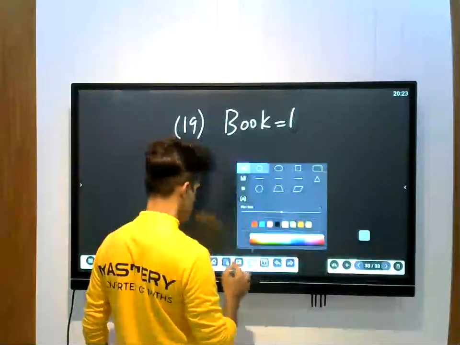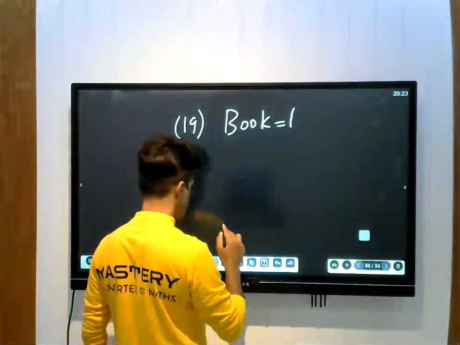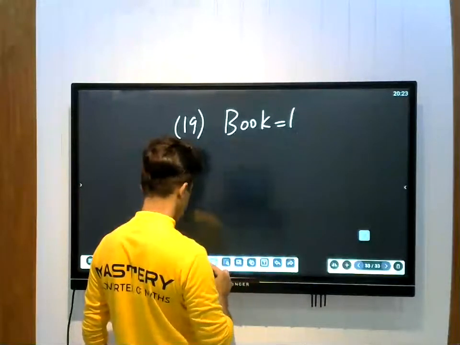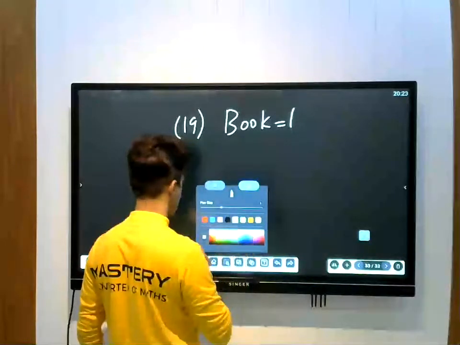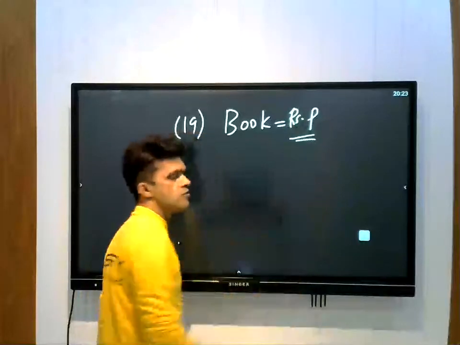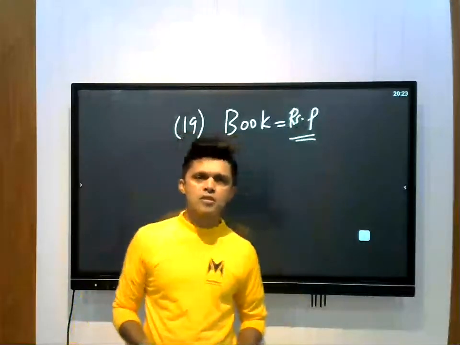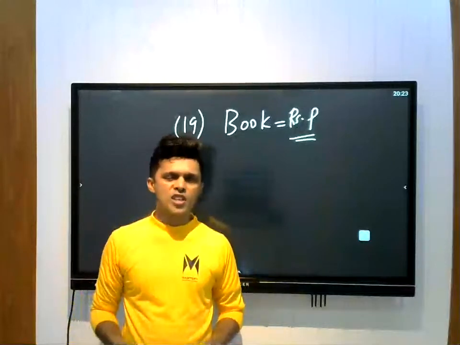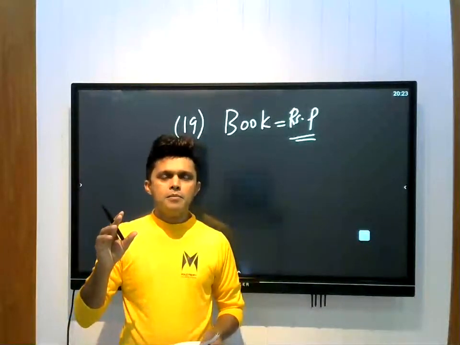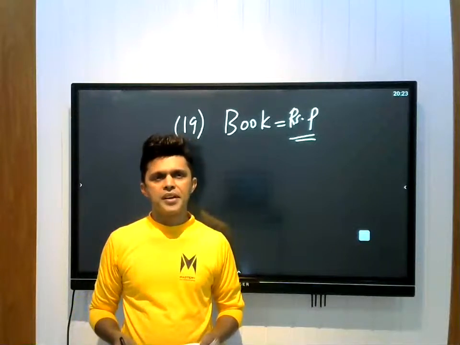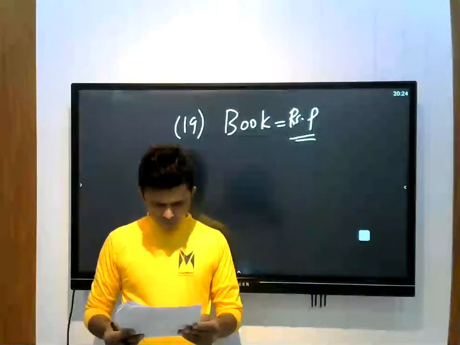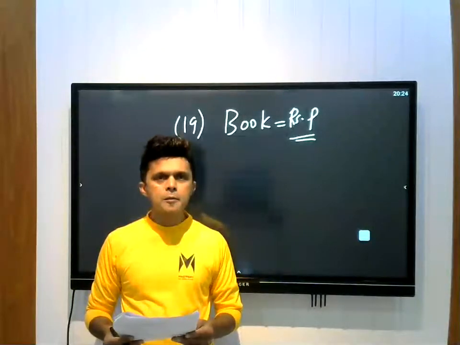The price of a book is P rupees. P rupees means you do not know the value of the book. It could be 30 rupees, 50 rupees, 70 rupees, and so on. Anyway, the price of a book is P rupees.